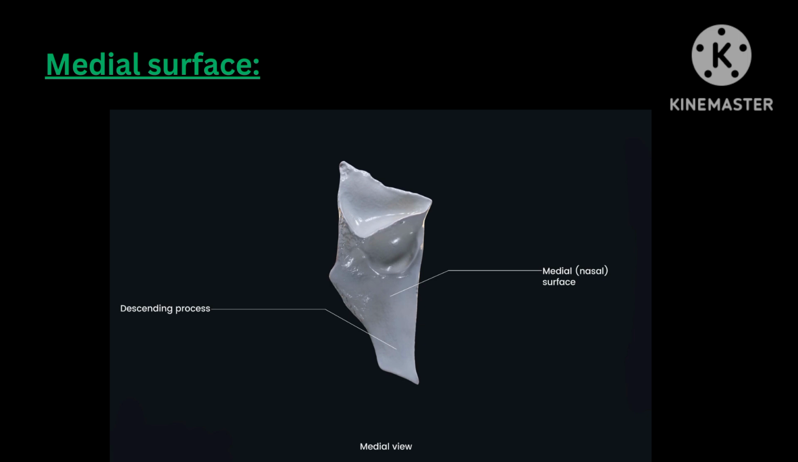The medial surface of the lacrimal bone, also called the nasal surface, presents a longitudinal ridge corresponding to the lacrimal crest on the lateral surface. The anterior region of the lacrimal bone's medial surface forms a part of the middle nasal meatus.